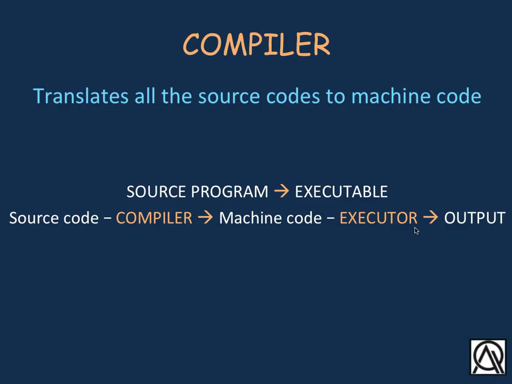Let's have a look. We have the source code over here, and we use the compiler to generate the machine code. We can execute it using the executor to see the output or the result. So the compiler converts all the source code, or all the program, to machine code, and then we can execute it to see the output.